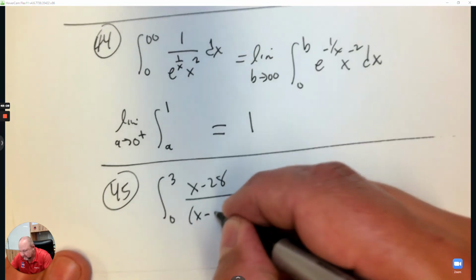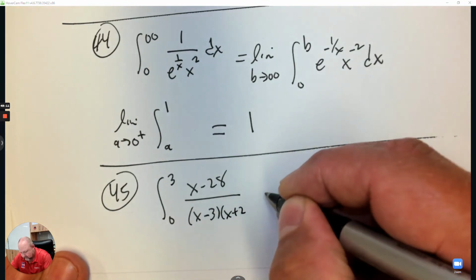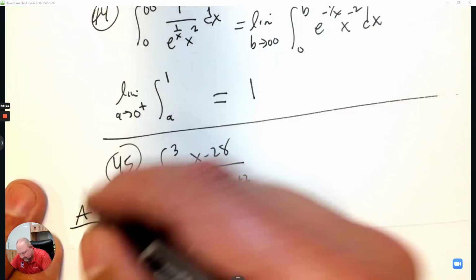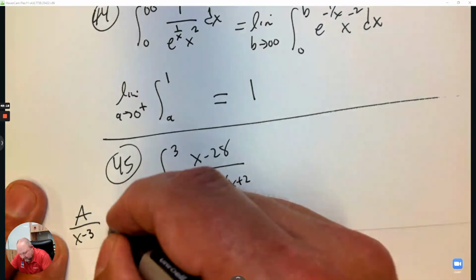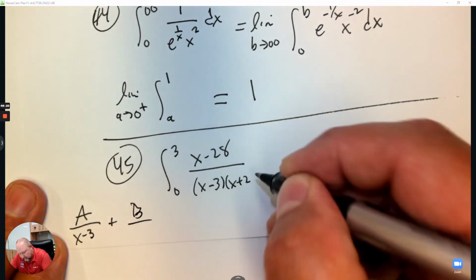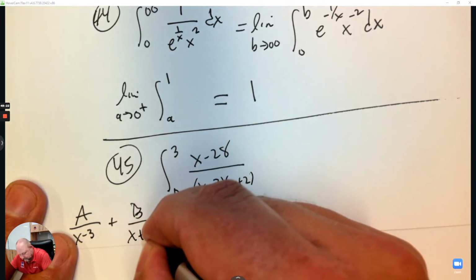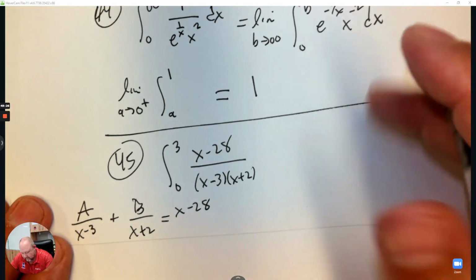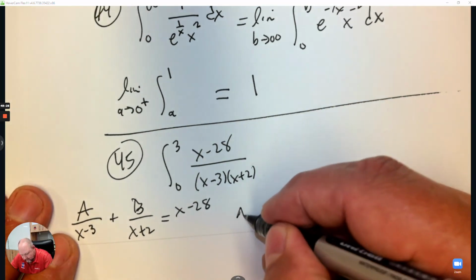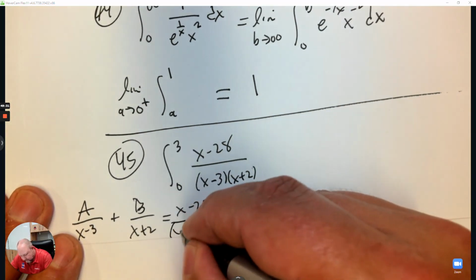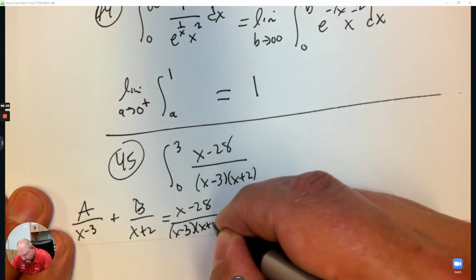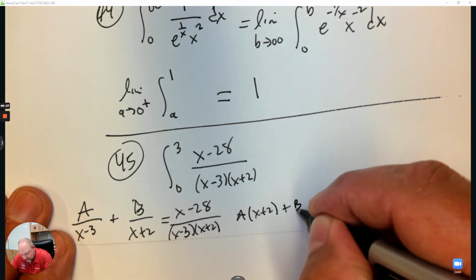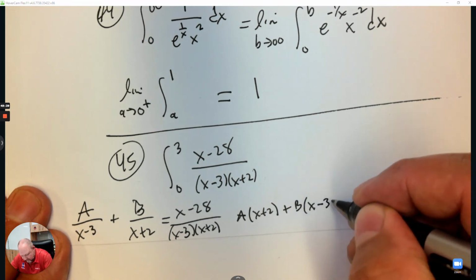So I'm going to factor it. And then we're going to have a and b. So we have a with x minus 3. We have b with x plus 2. And that should equal x minus 28. So a is going to go with x plus 2. B is going to go with x minus 3.